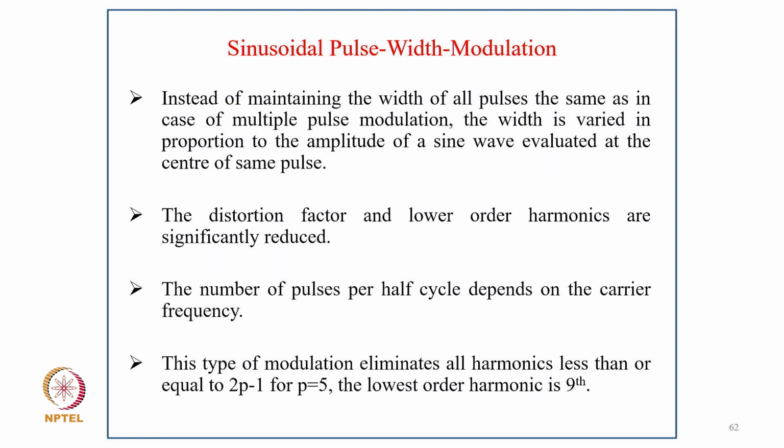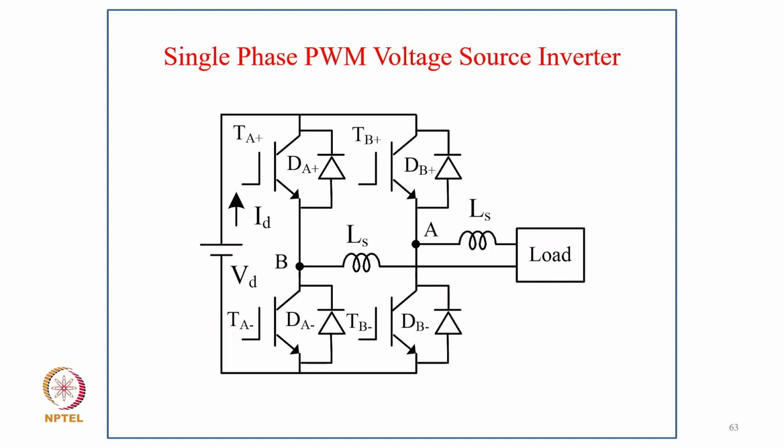So coming to sinusoidal pulse width modulation, instead of maintaining the width of all pulses the same as in multiple pulse modulation, the width is varied in proportion to the amplitude of a sine wave evaluated at the center of the same pulse. The distortion factor and lower harmonics are significantly reduced, and the number of pulses per half cycle depends on the frequency. This type of modulation eliminates all the harmonics less than or equal to 2p minus 1. For p equal to 5, the lowest harmonic will be 9. And these are typically single phase pulse width modulated voltage source inverters of single phase bridge type, which are popularly used.